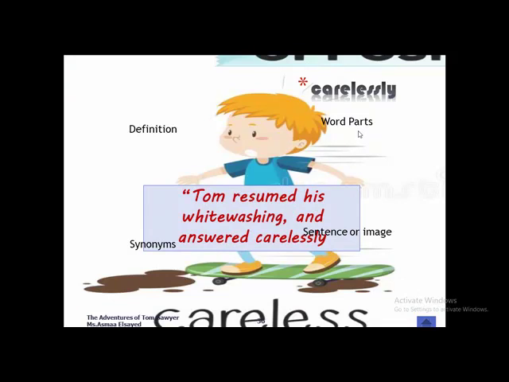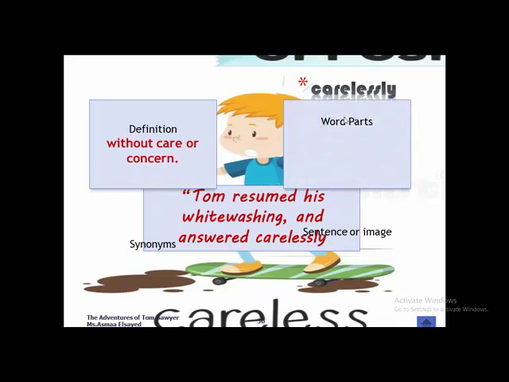Let's check the word in the Tom Sawyer context. Tom resumed his whitewashing and answered carelessly. Do you remember when Tom pretended to whitewash and was totally absorbed in work? And he answered his friends with recklessness. So the definition here is without care or concern. Let's divide the word into syllables or parts. Care means you look after something. Less is a suffix that refers to shortage. Ly is another suffix that we use to shift from adjective to adverb. So carelessly.